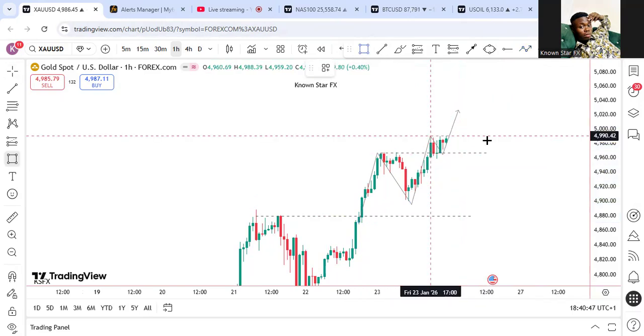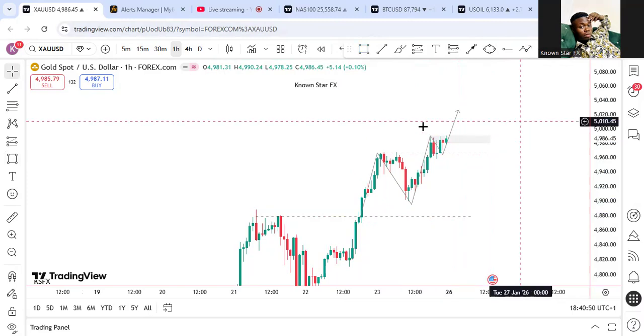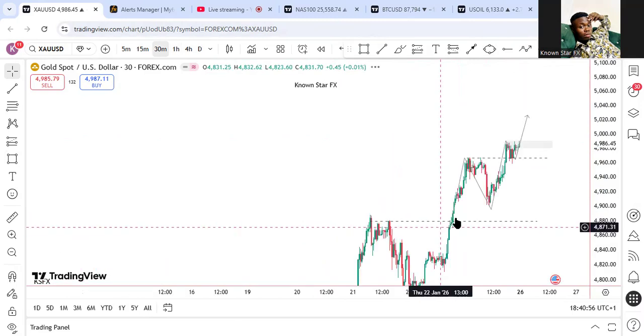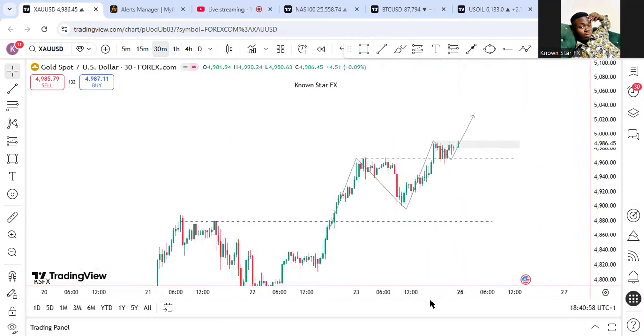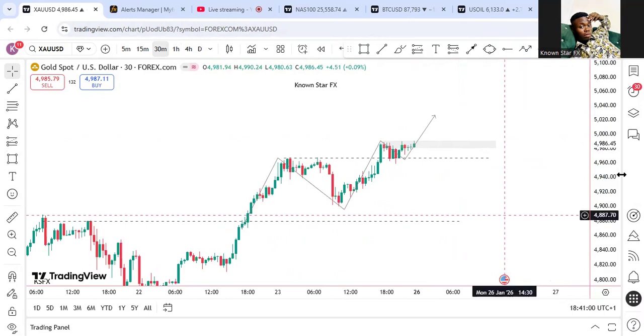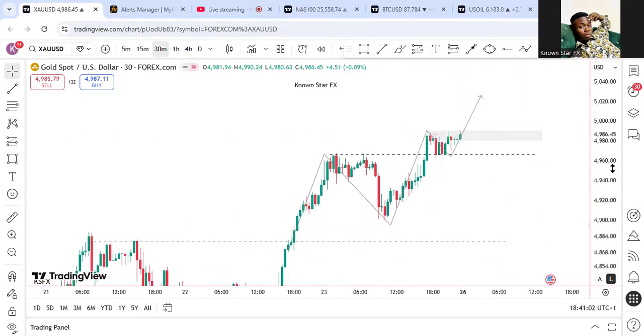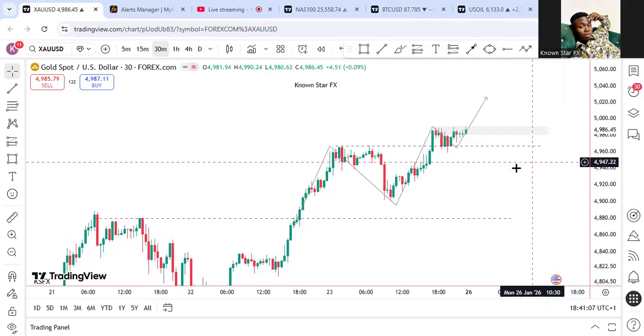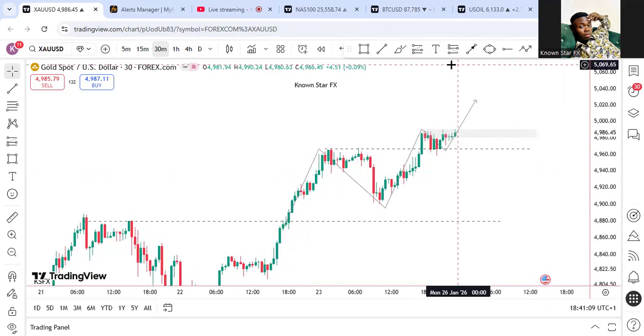This one that looks like it's not significant. We're expecting a new high that will break it. Now, when that new high breaks it, let's go down to the 30 minutes time frame. I hope you are with me and you understand everything that is going on right here.